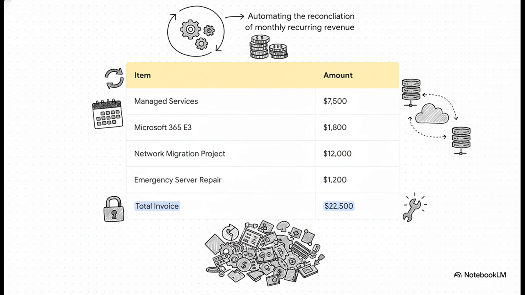And when you dig in, here's what you see. We've got $7,500 for managed services. Okay, that's our MRR. But then there's this $12,000 project payment, some license resale, and an emergency break-fix charge. See? It's all just jumbled together into one big, kind of misleading number.